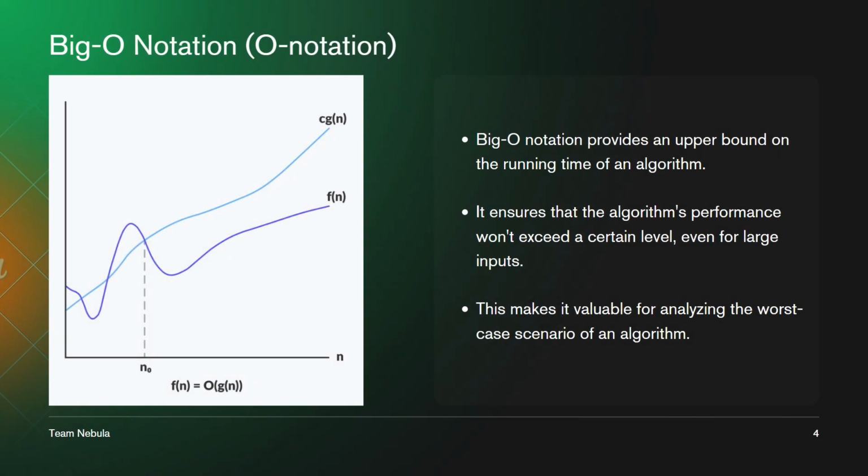The big O notation. Big O notation gives us an upper bound on the running time of an algorithm. It tells us that the algorithm's performance won't exceed a certain level, even for larger inputs. This makes it highly useful for analyzing the worst case scenario of an algorithm.